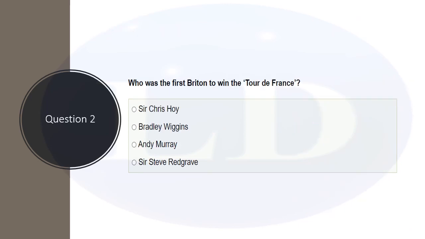Who was the first Briton to win the Tour de France? It's a French word for a cycle race, one of the biggest events in cycle racing. Sir Chris Hoy, Bradley Wiggins, Andy Murray, or Steve Redgrave? The correct answer is Bradley Wiggins, the person who was the first Briton to win the Tour de France.